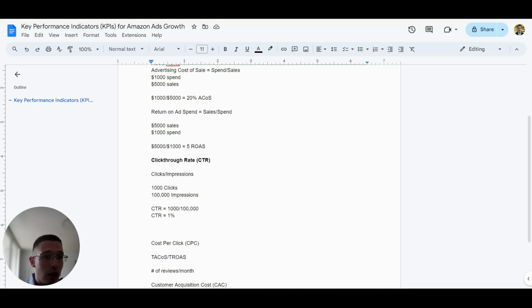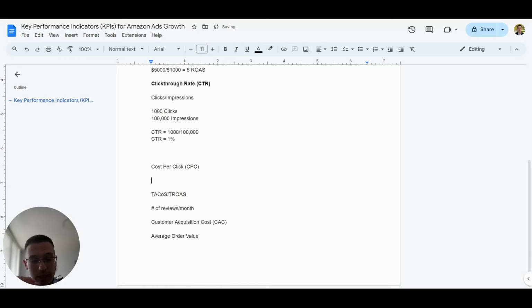Cost per click, self-explanatory. Basically, this is how much you actually end up paying per click on Amazon or any other platform that you're running ads on. Cost per clicks will range anywhere from 20, 30, 40 cents to $10 plus, depending on your niche, depending on the product you sell, depending on competition, stuff like that.